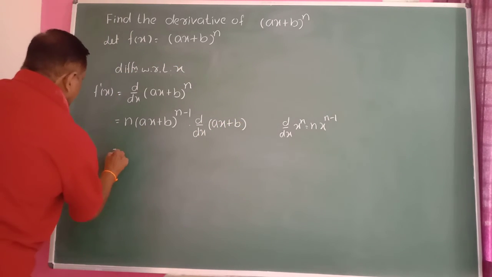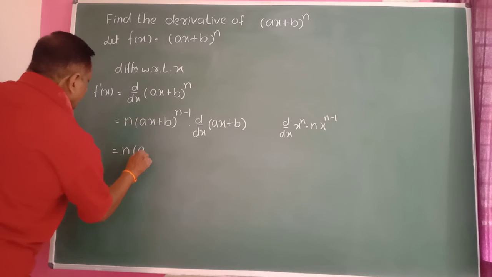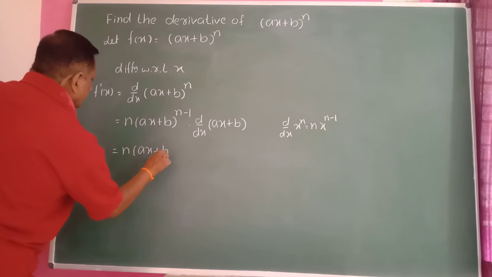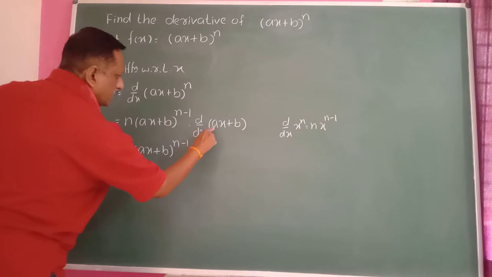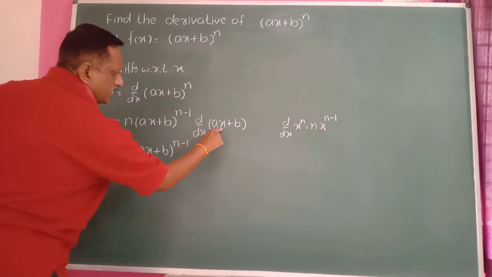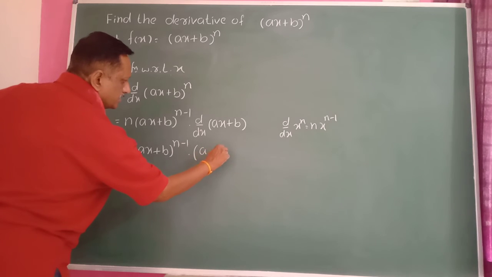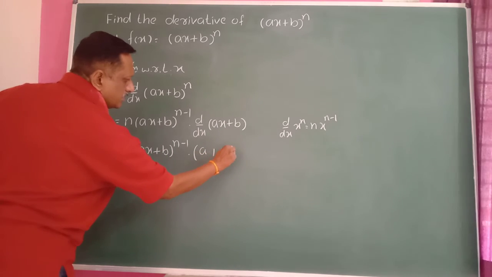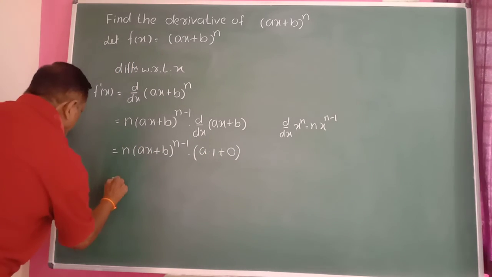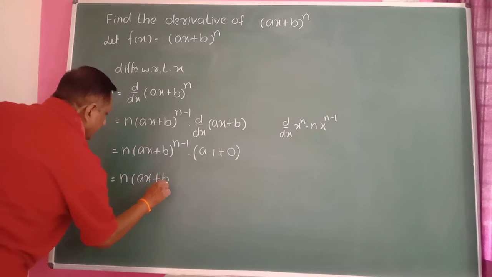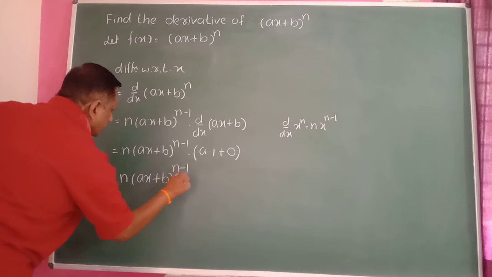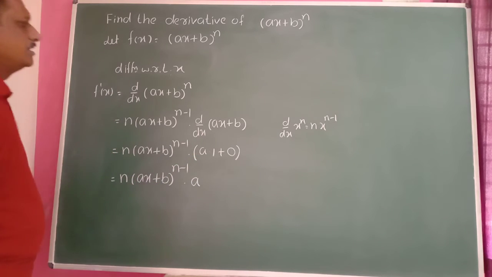Therefore, this is equal to n into ax plus b whole raised to n minus 1 into, then a constant here, right as it is, differentiation of x is 1 plus differentiation of constant is 0. Therefore, n into ax plus b whole raised to n minus 1 into a. This is the answer here.